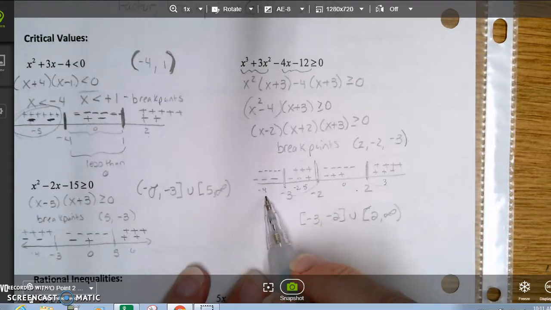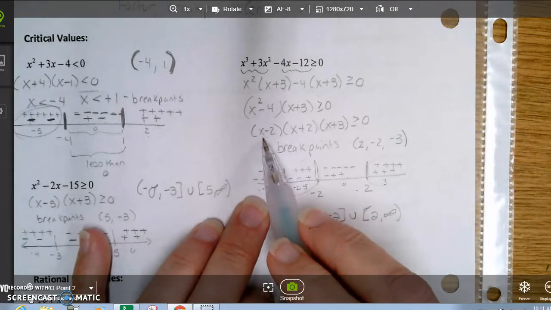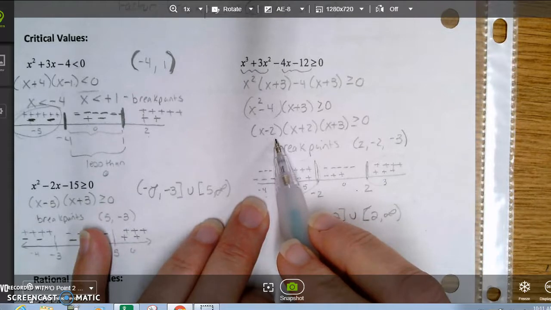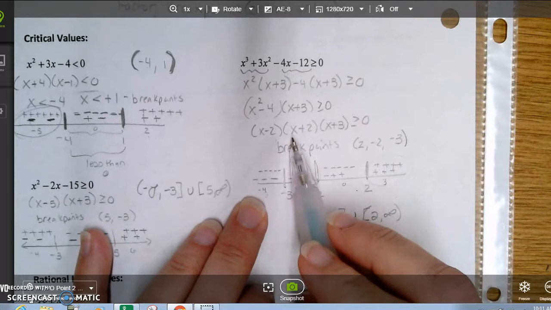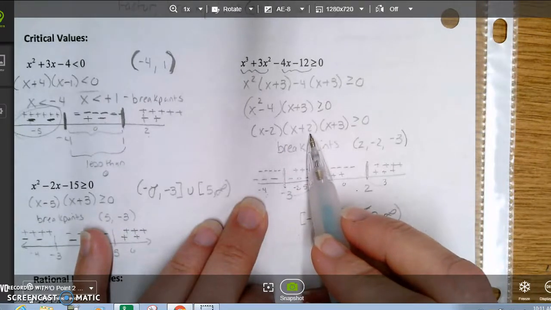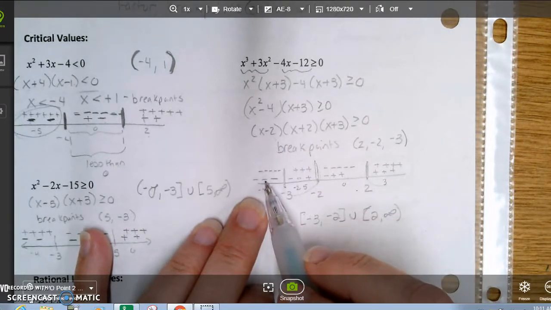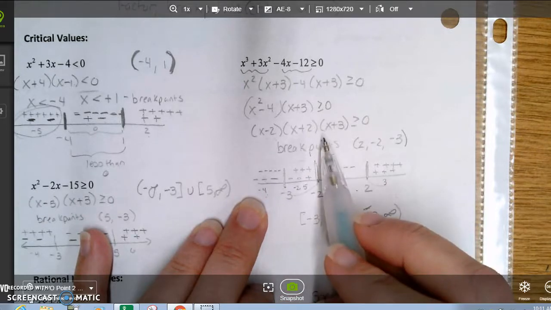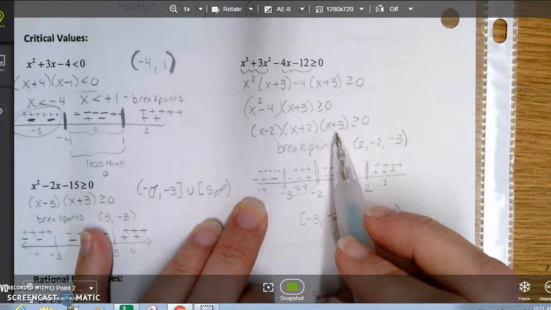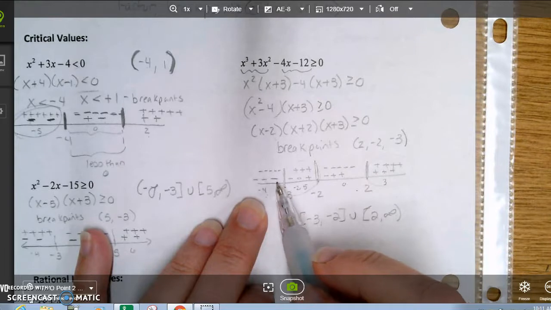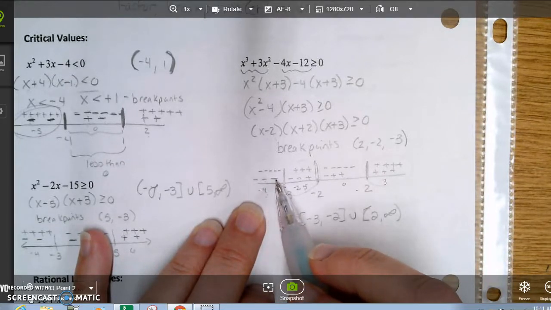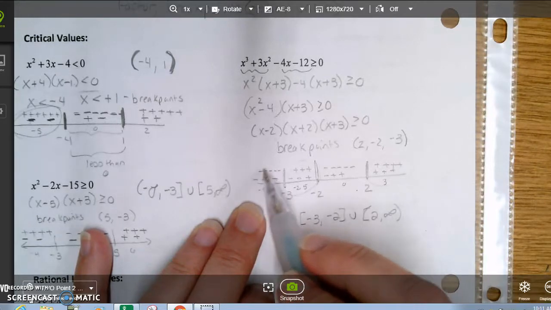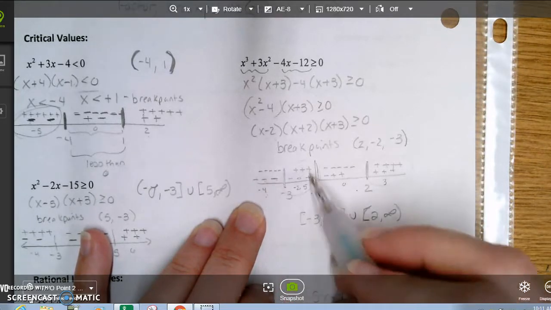So when I test negative 4, negative 4 minus 2 is negative 6, so that's a negative number. Then I test negative 4 here: negative 4 plus 2 is negative 2, that's a negative number. Then I test negative 4 in here: negative 4 plus 3 is negative 1, that's a negative number. So negative times negative times negative is negative. So this area of the graph is all negative.